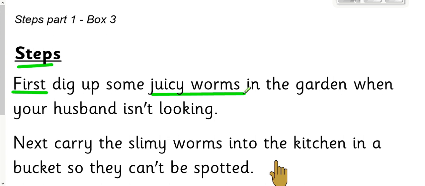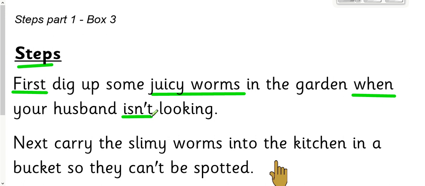What else did you spot in that first sentence? First, dig up some juicy worms in the garden when your husband isn't looking. Anything else you want me to highlight? We've got the contraction, isn't. Instead of is not, I used isn't with that apostrophe, because we've squashed that word and we've taken away the O.